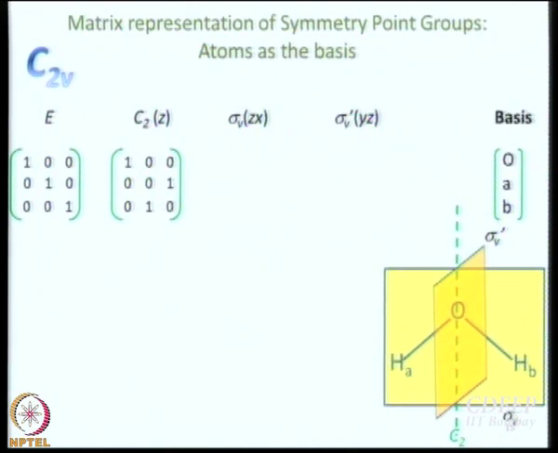Are you convinced? Good. Now, what about sigma zx? Sigma zx should have the same matrix as E, right? Same 1 0 0, 0 1 0, 0 0 1, right? What about sigma v dashed yz? Again, O remains the same, A and B interchange positions. So, the matrix will actually be the same as C2, right?